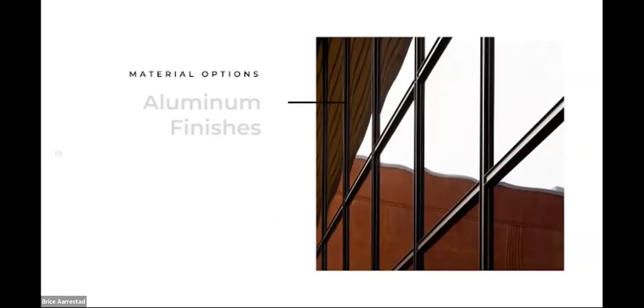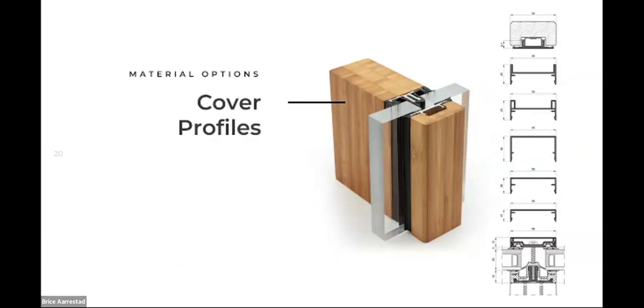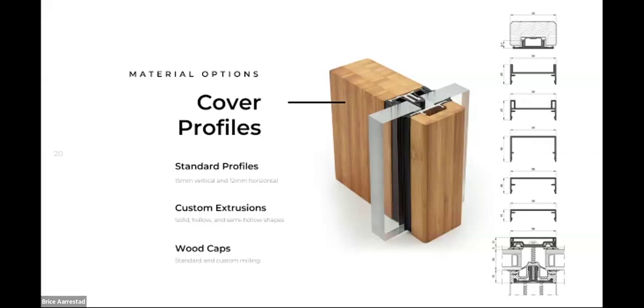There are a lot of varieties in the aluminum finishes as well. On the exterior, we have anodizing, PVDF paint such as Kynar, as well as powder coating. So from the exterior, it looks very much like a conventional aluminum curtain wall, again, with a lot of customizations on the finishes. There are a few different ways that we can finish it as well, using either standard profiles that you're seeing on the right side of the screen. There are different cover cap shapes. We can also do custom aluminum extrusions, depending on your project, in solid, hollow, and semi-hollow shapes, and wood caps, which use a snap cover fitting that connects into the pressure profile.